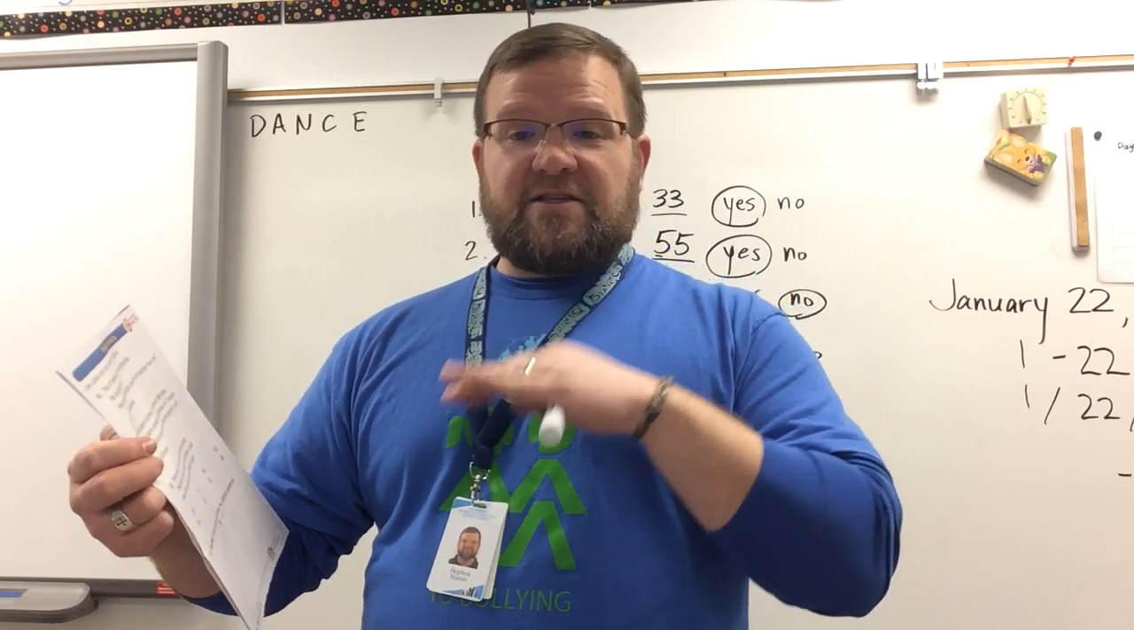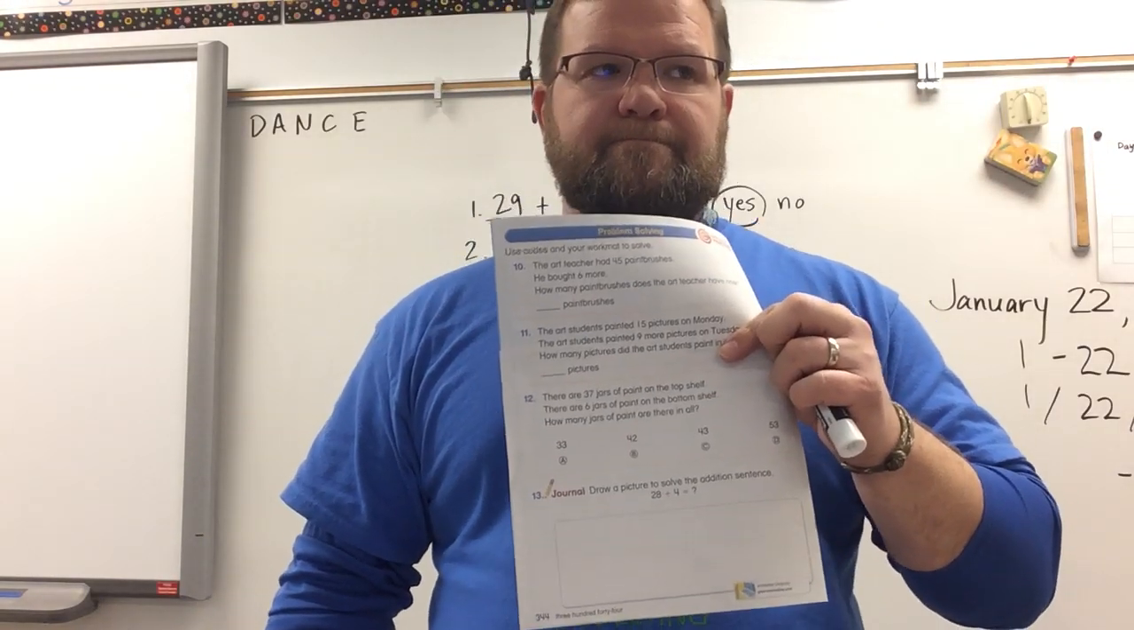Very good. Let's look at number 12. Number 12 says that there are 37 jars of paint on the top shelf. Okay? There are 6 jars of paint on the bottom shelf. How many jars of paint are there in all? Find the correct answer. Fill in the circle underneath the correct number.